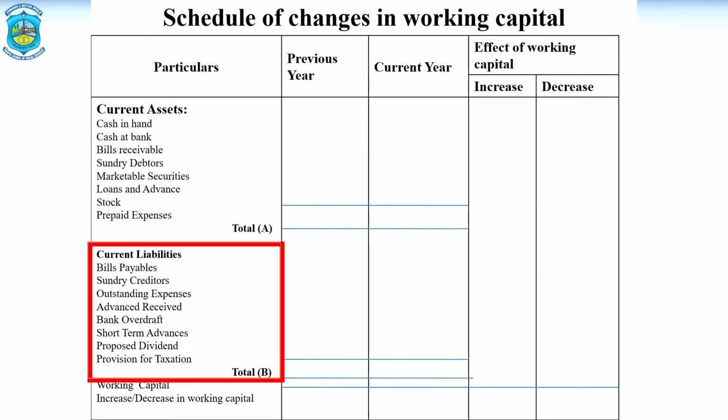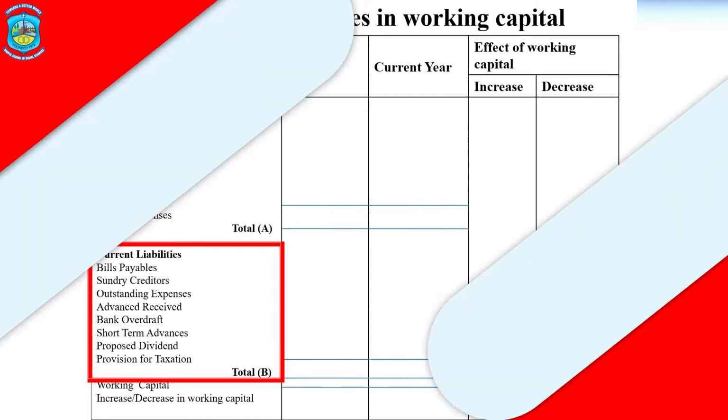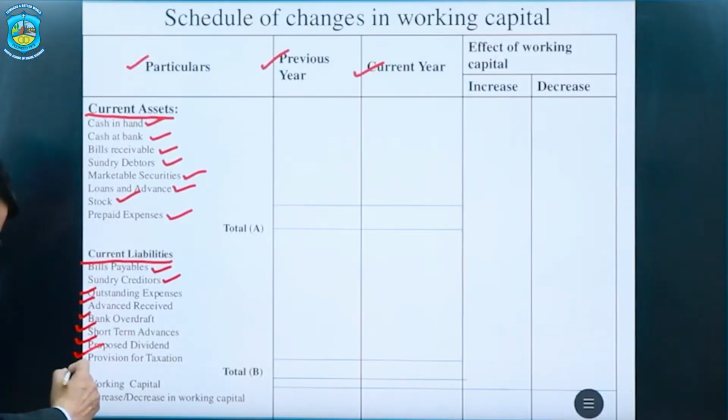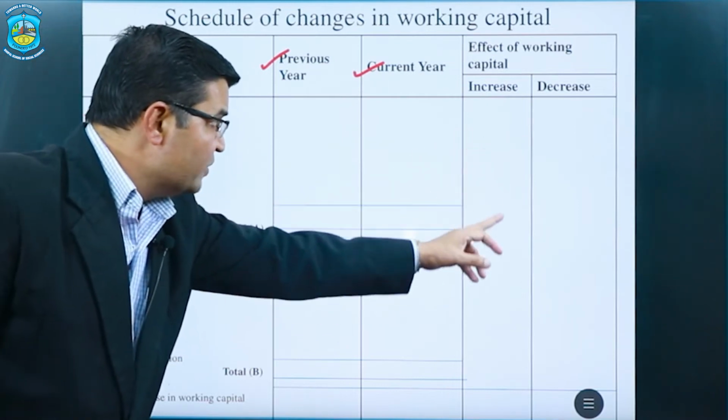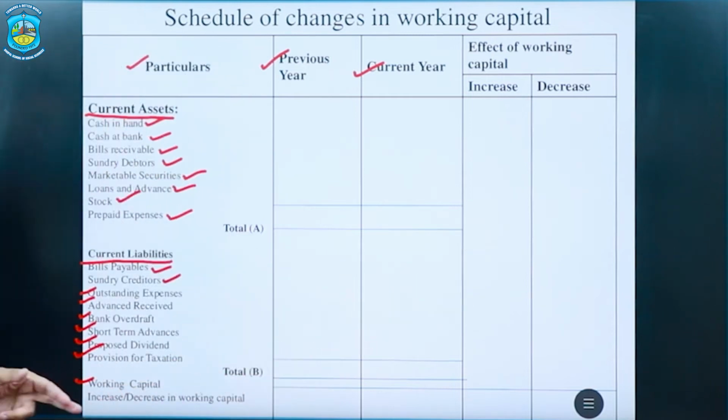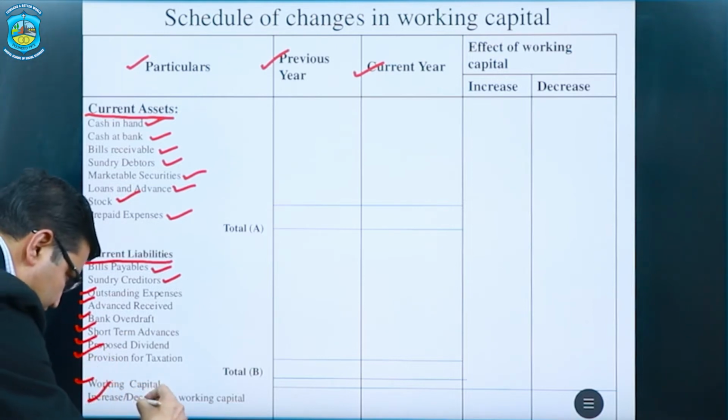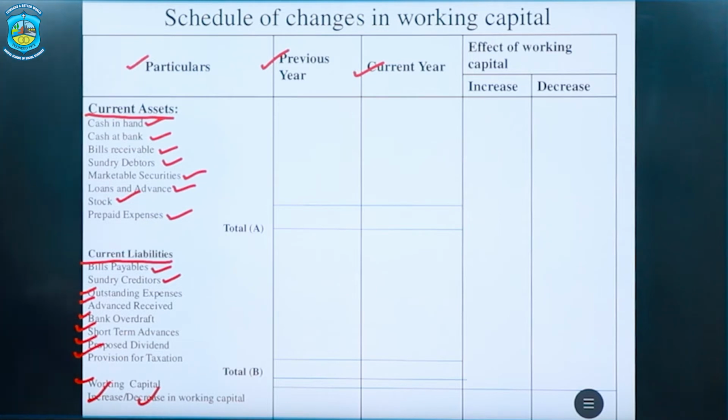If we deduct all these current liabilities from all these current assets, finally, we will find their working capital. And now, the difference between increase and decrease, whatever the difference is there, either it may be increase in working capital or it may be decrease in working capital.